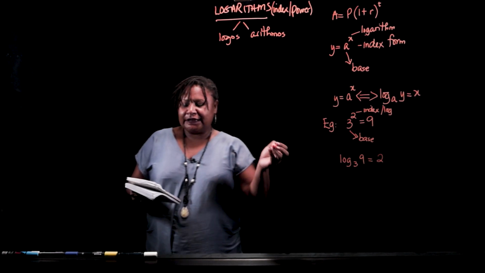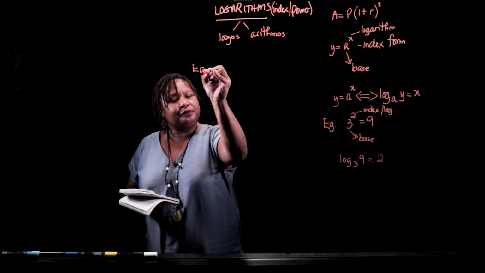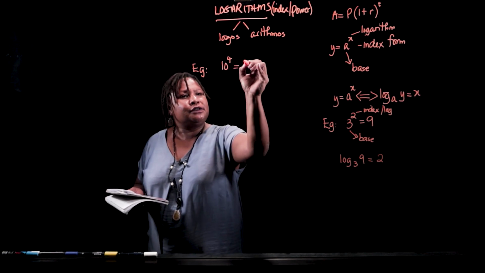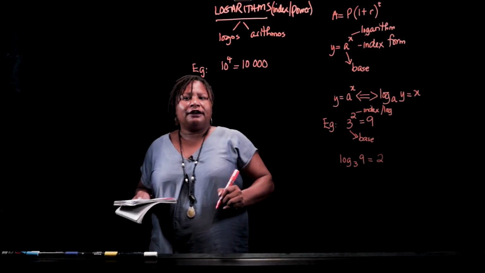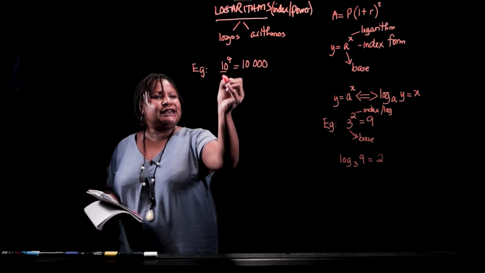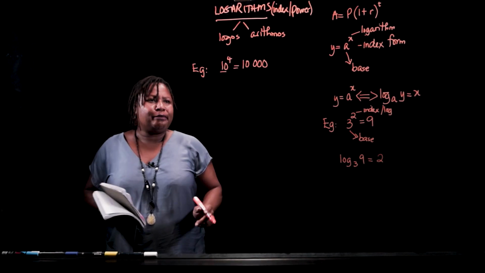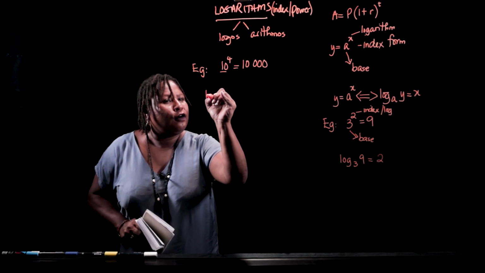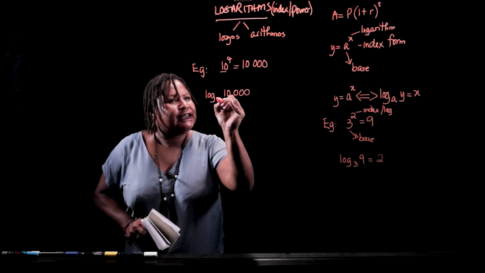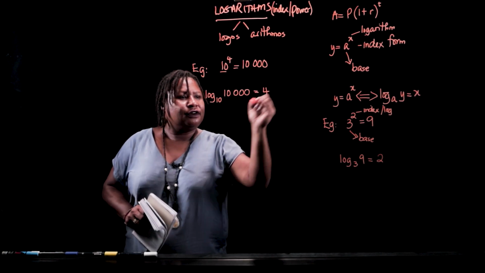Now, let's have a look at the number 10 to the power of 4. This is equal to 10,000. Now, write this in log form. We can see that our base is 10, our index is 4, and here is the given number. So, in log form, log of 10,000 to base 10 is equal to the index of 4.